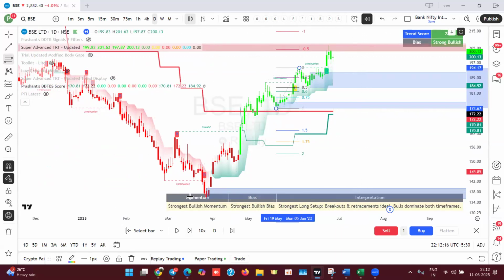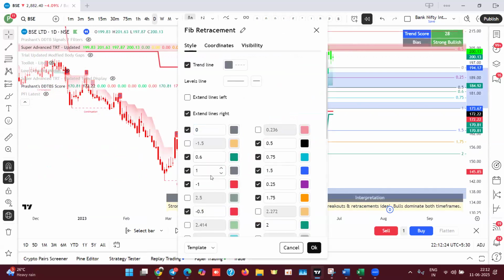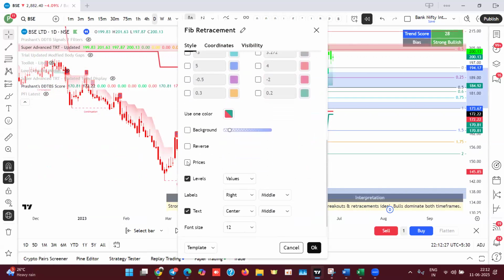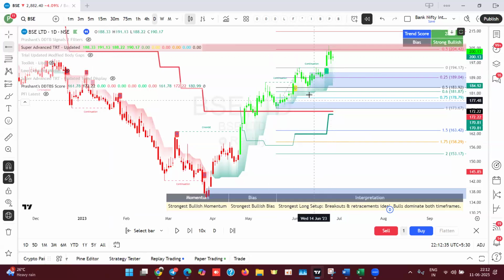Extend lines to right and show prices. So 50% is 183.92, and this candle's low is 183.82. See, 50% is 183.92 and this is 183.82, meaning 10 paise lower than 50%. So this has given a retracement entry, right?